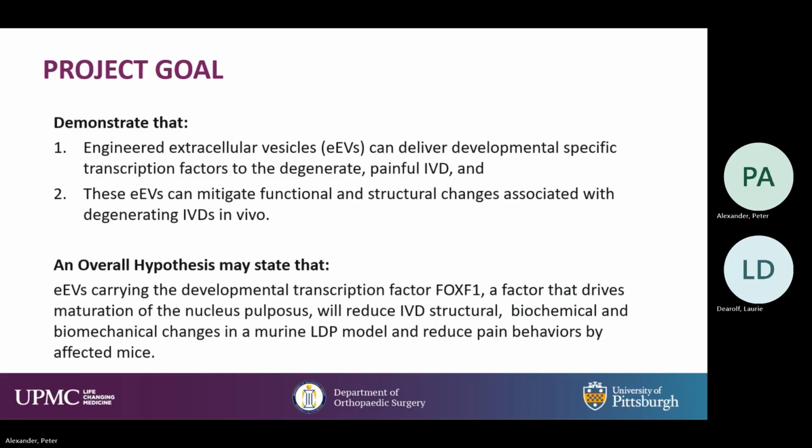So what I want to say here, I think the overall hypothesis might read something like: EVs carrying the developmental transcription factor FOXF1, which is a factor that drives maturation of nucleus pulposus cells, will reduce IVD structural, biochemical, and biomechanical changes in a murine lumbar degenerative model, and reduce the pain behaviors in these affected mice. So she doesn't actually say this.